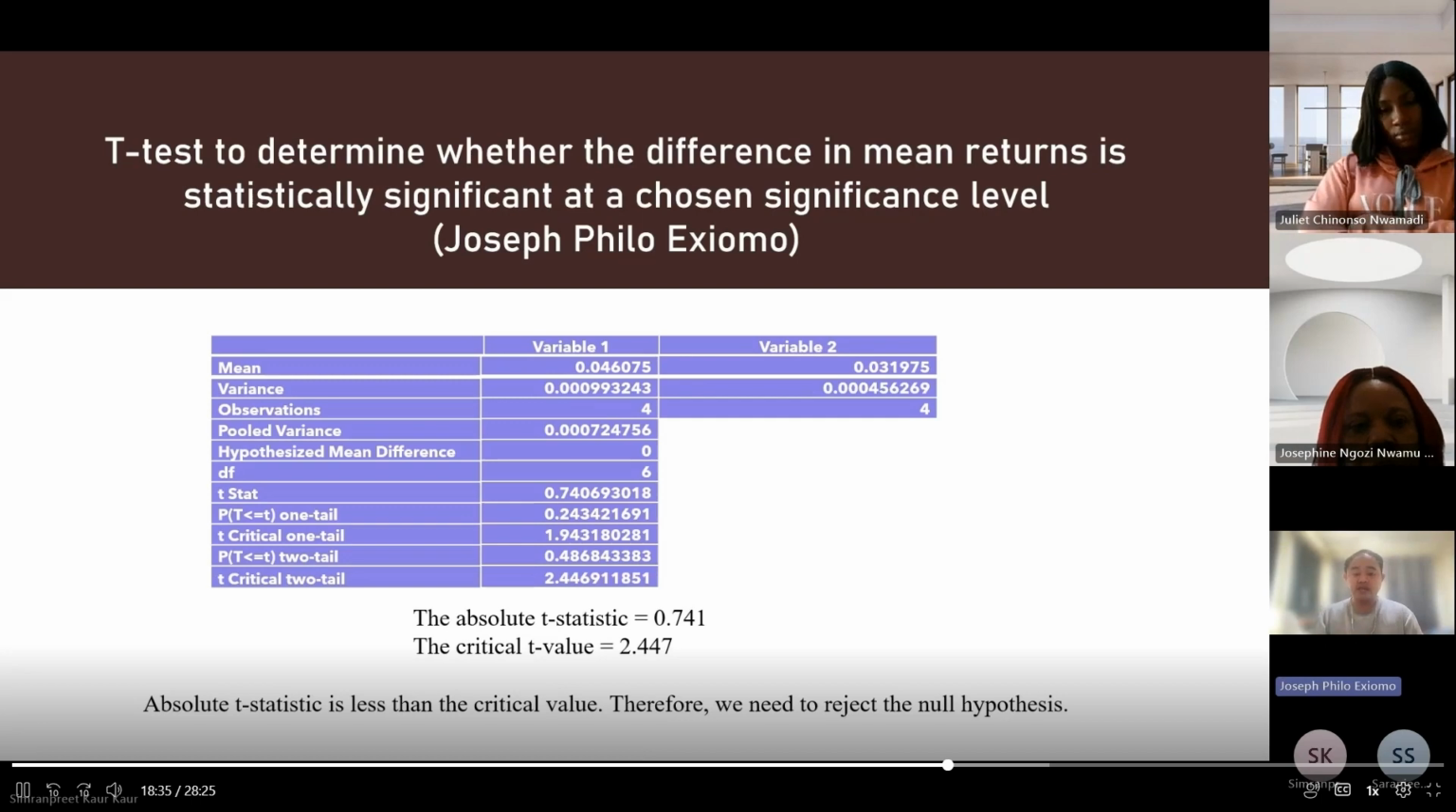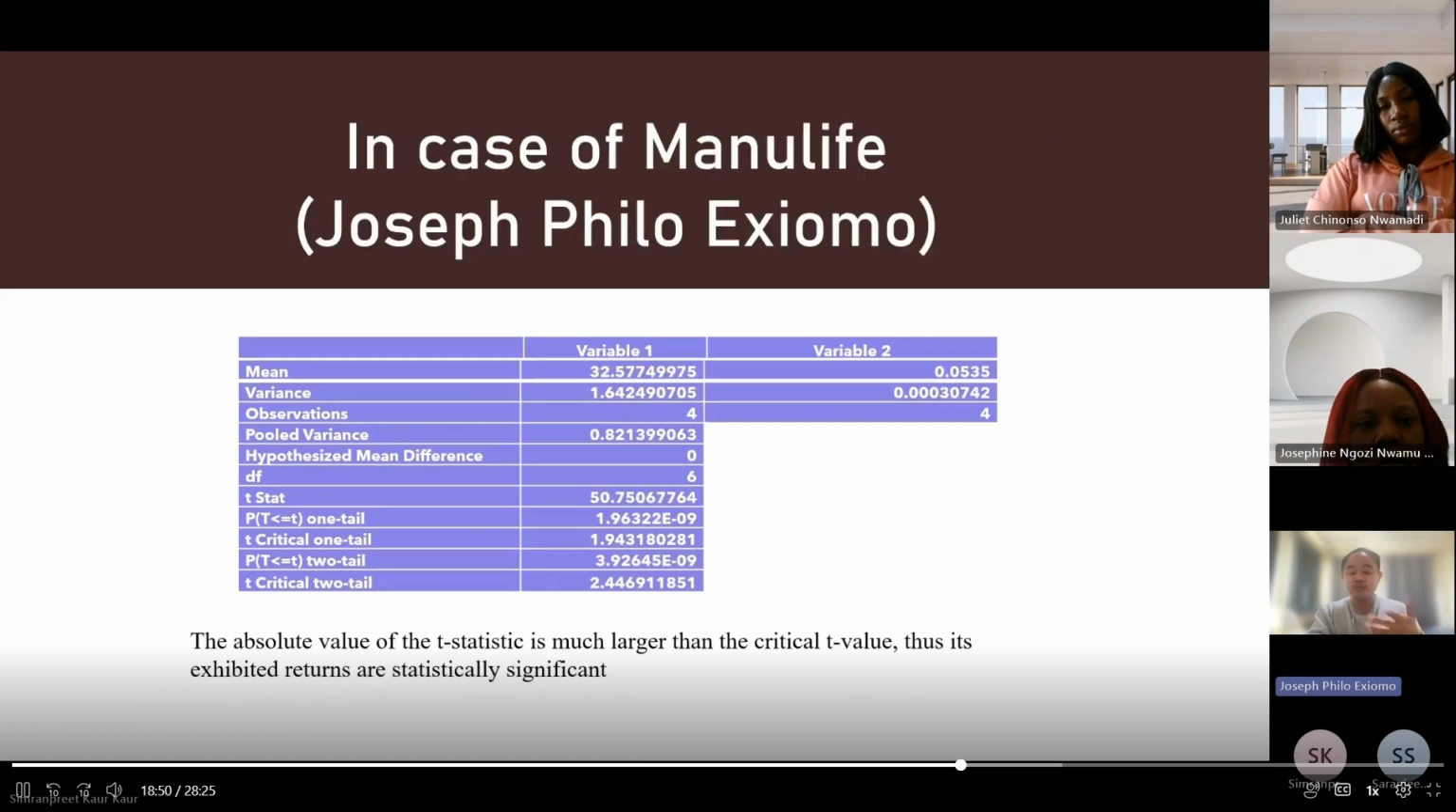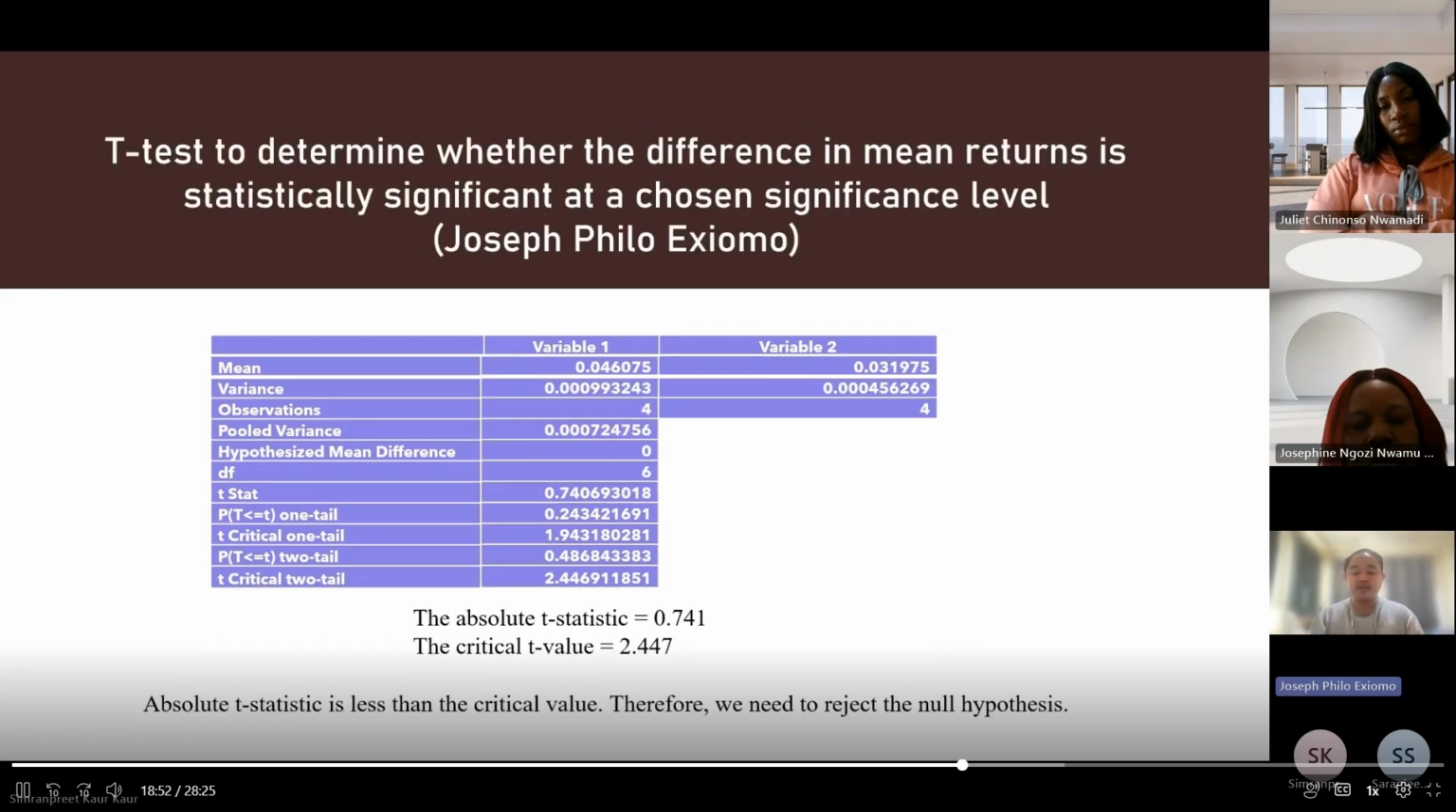Otherwise, we will accept the null hypothesis, which means that the difference is not statistically significant. In this case, the absolute t statistic is less than the critical value. Therefore, we need to reject the null hypothesis. And when we say reject the null hypothesis, it means that the difference in mean returns between the S&P and Dow Jones is not statistically significant.